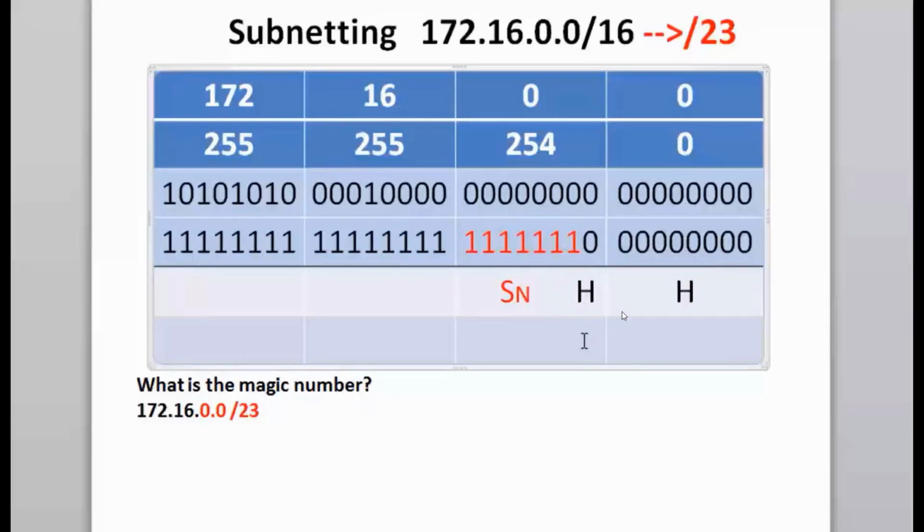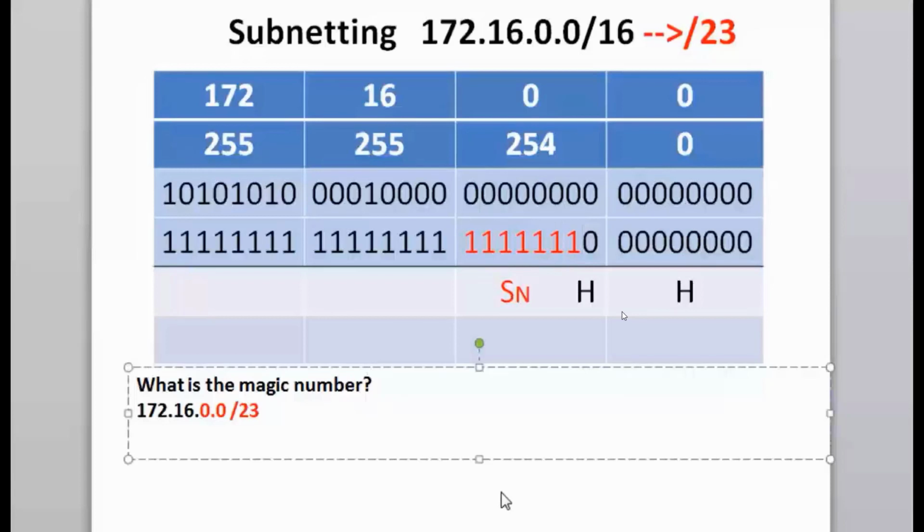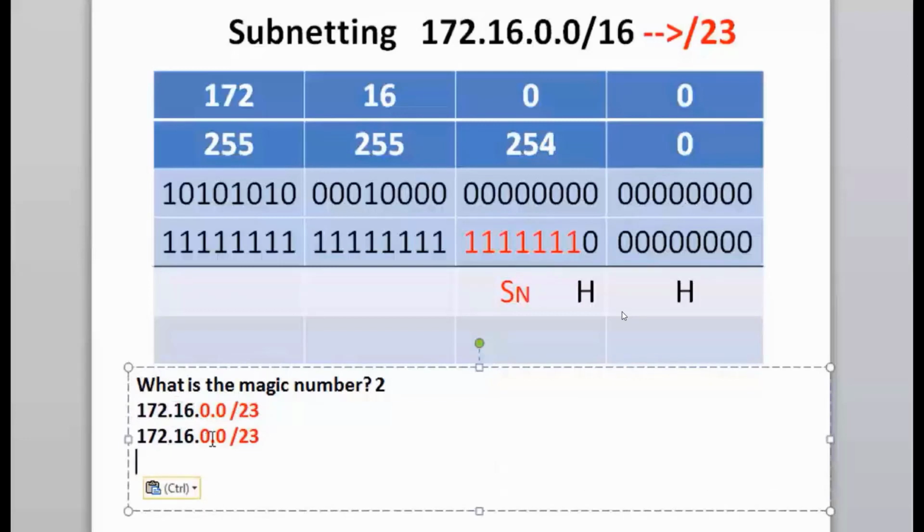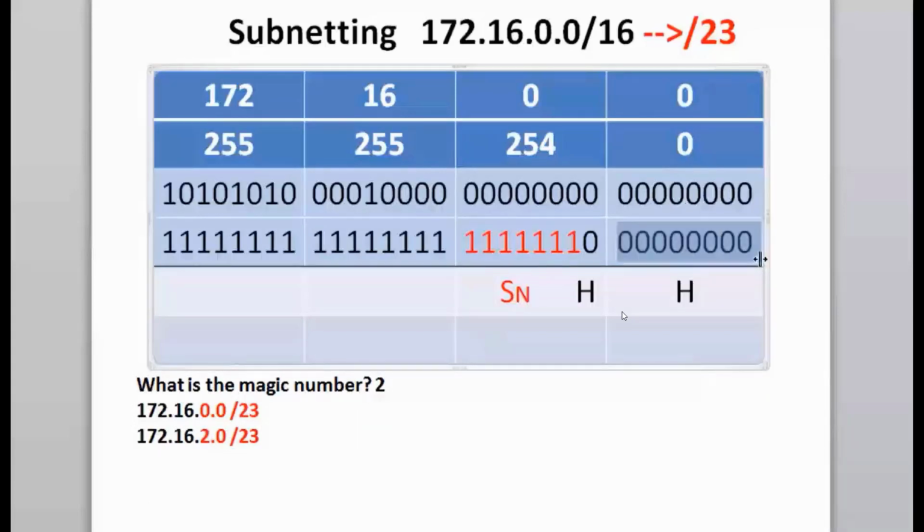In this situation, the last borrowed one is in the 2's place. So the magic number in this situation is 2. This means that the subnets will go up by 2 in this octet here. So in other words, our first subnet will be 172.16.0.0 /23, and the next network will be 172.16.2.0 /23.